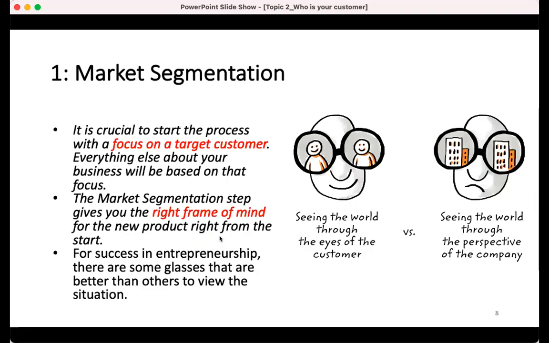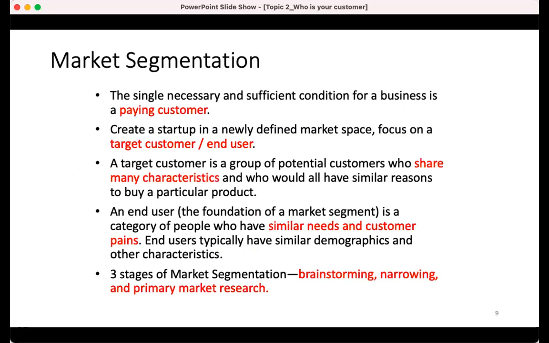Market segmentation is really to focus on a target customer, to wear the lens of the customer, put the right frame of mind to look at how you can sell your products to the right customer. That's basically all about market segmentation. The right customer is the most important topic in this first step. As I said, the first sentence is very important. All these points are very important.